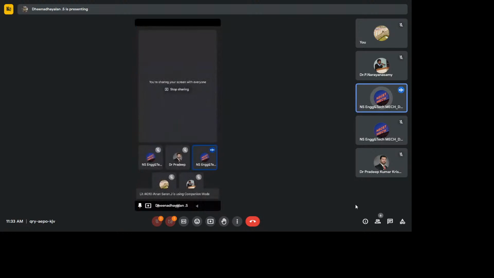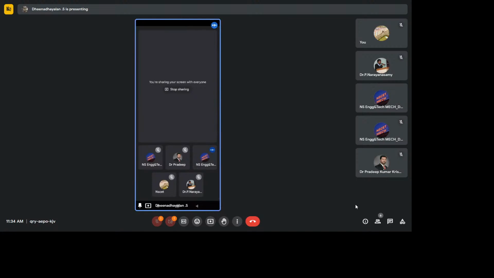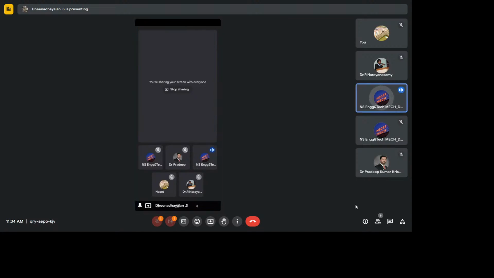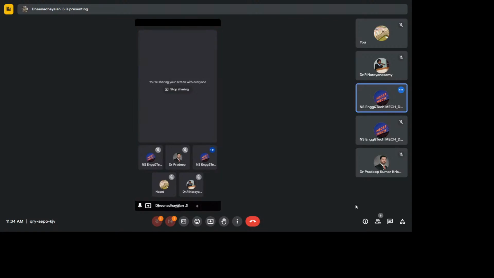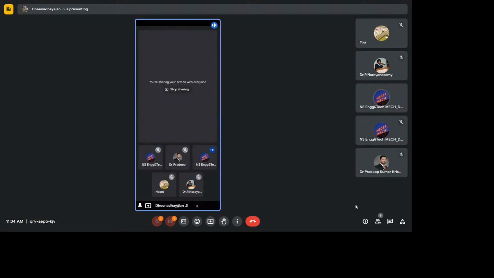So it is a nice presentation. I have a question. In which vehicle did you use this brake system design? Which vehicle, sir? A small size car.